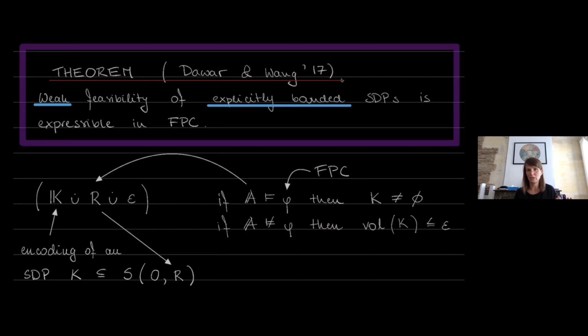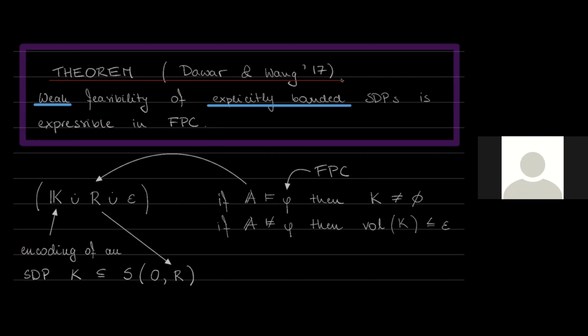But then I think that in order to have a precise statement, weak feasibility for some class of explicitly bounded convex bodies is expressible in FPC, you would have to make this more precise and come up with some concrete class with a concrete representation. Yeah. Okay, thanks. That's a very good question.